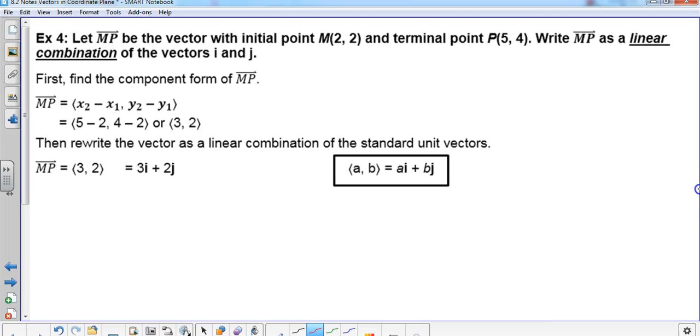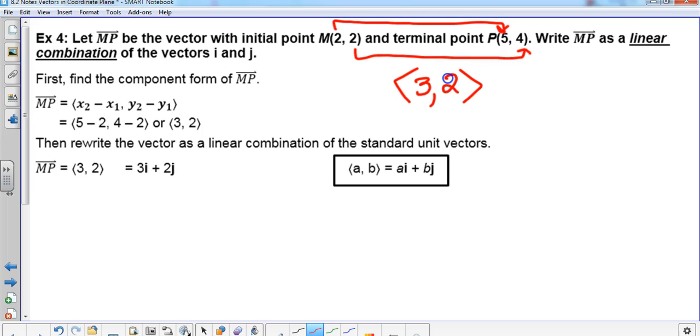So on this question, it says if you want to find the linear combination of the vector that goes from m to p, again, m to p goes right 3 and up 2. So as a linear combination vector, that would be 3i plus 2j.